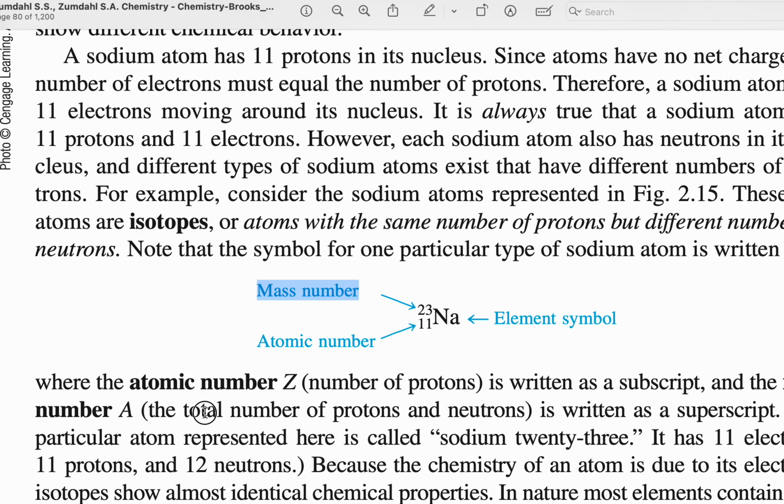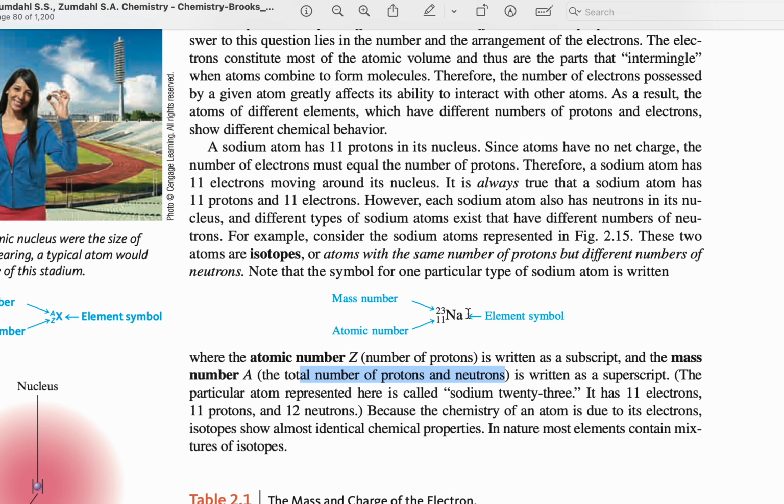So given that there are 11 protons in sodium and the mass number is 23, the number of neutrons is probably 12. So that is how you kind of analyze it over here. That's 11 electrons, 11 protons, and 12 neutrons.